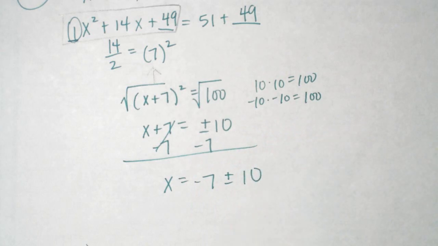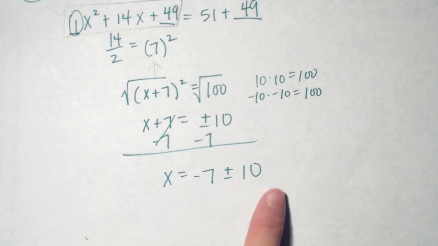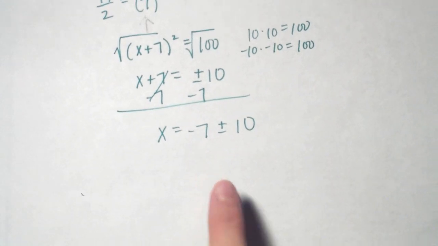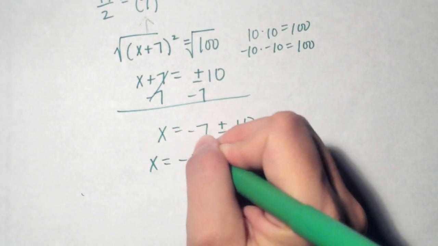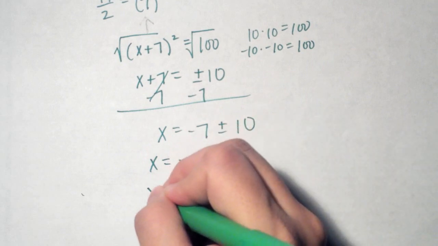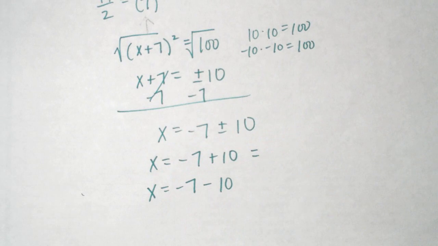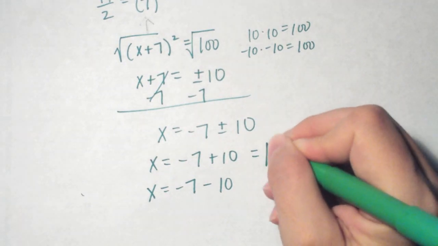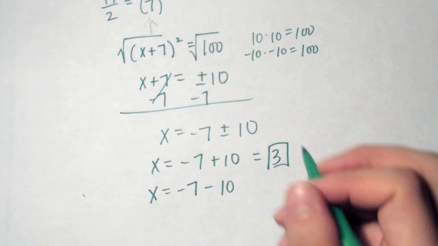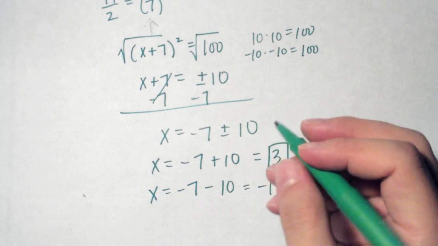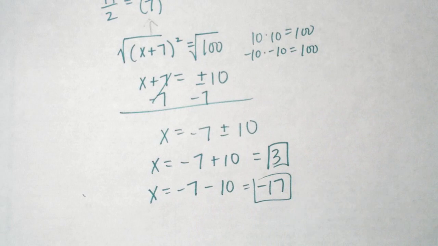Do not, guys, do not leave your answer like this. These are two real numbers. So let's break it up. You have negative 7 plus 10, and you have negative 7 minus 10. So negative 7 plus 10 is positive 3. Negative 7 minus 10 is negative 17. Please make sure you simplify all the way through. And that is your final answer.